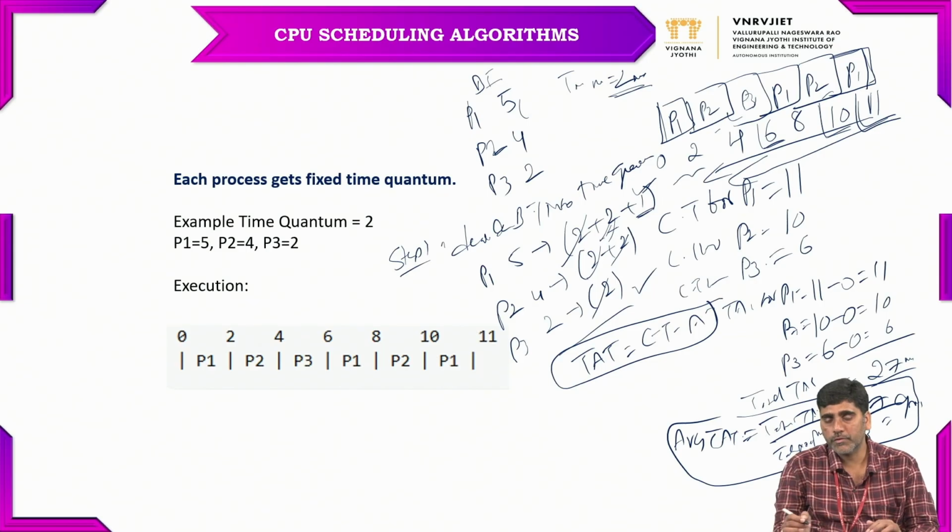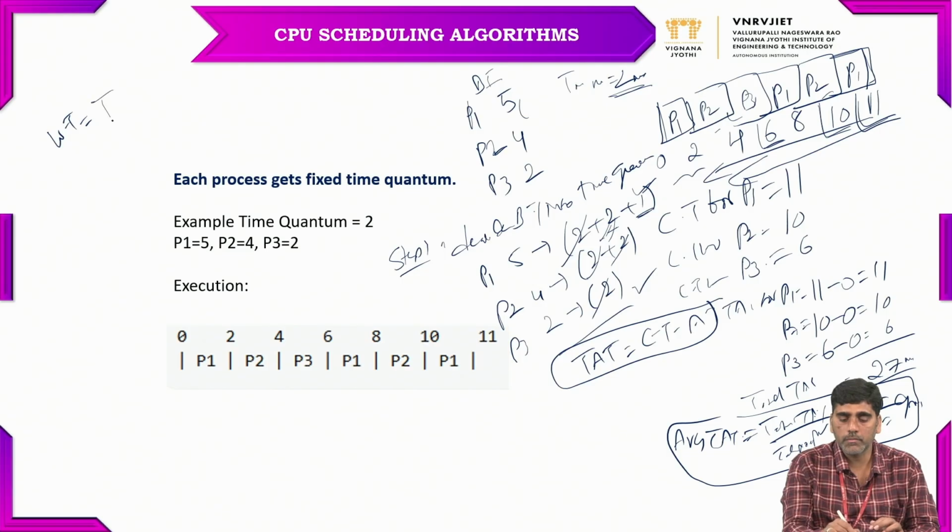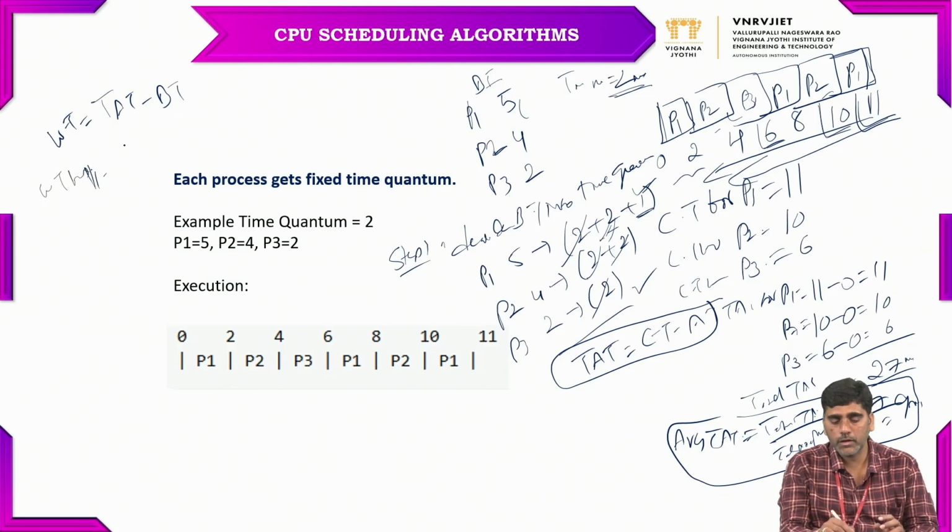And the waiting time, from this we have to calculate what? Waiting time. So the formula is what? Turnaround time minus burst time. So waiting time for P1 equals, the turnaround time for P1 is what? 11 milliseconds minus burst time, which is 5 milliseconds. That is 6 milliseconds.